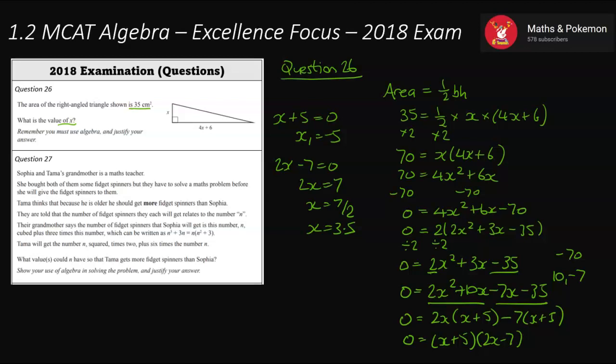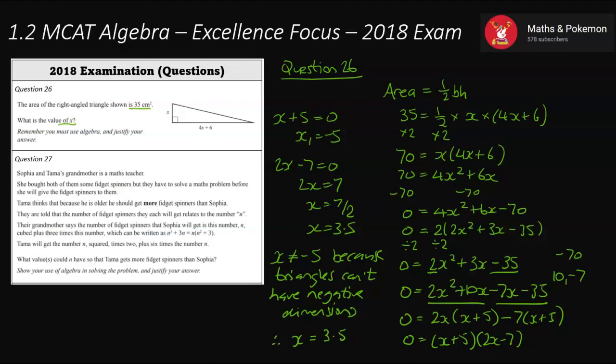We now need to think about our two answers. Are they both relevant? Quadratics sometimes spit out wrong answers, and that negative 5 definitely is wrong because that means this side of the triangle up here is negative 5, which doesn't make sense. So x can't equal negative 5 because triangles can't have negative dimensions. And we can wrap up. Therefore, x is equal to 3.5 centimeters.